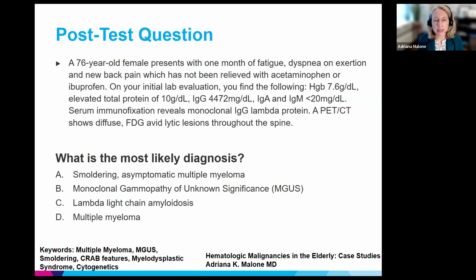A, smoldering asymptomatic multiple myeloma. B, monoclonal gammopathy of unknown significance, or MGUS. C, lambda light chain amyloidosis. Or D, multiple myeloma.